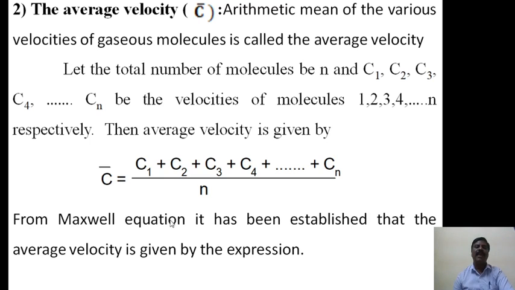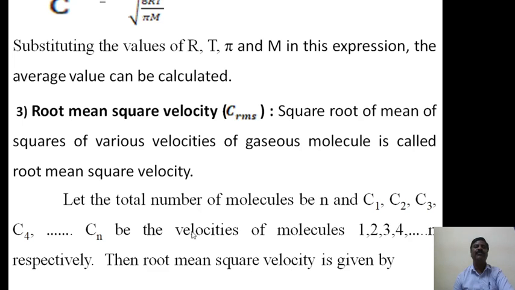But from the Maxwell equation, it has been established that the average velocity, or C bar, is given by the expression square root of 8RT divided by pi M. Substituting the values of R, T, pi and M in this expression, the average velocity can be calculated. This is about average velocity.